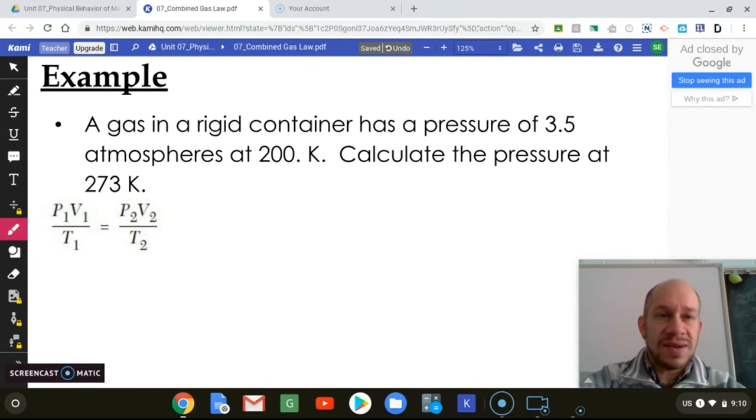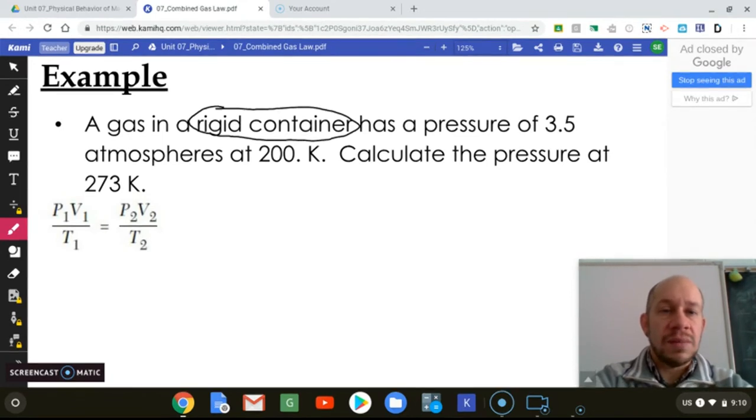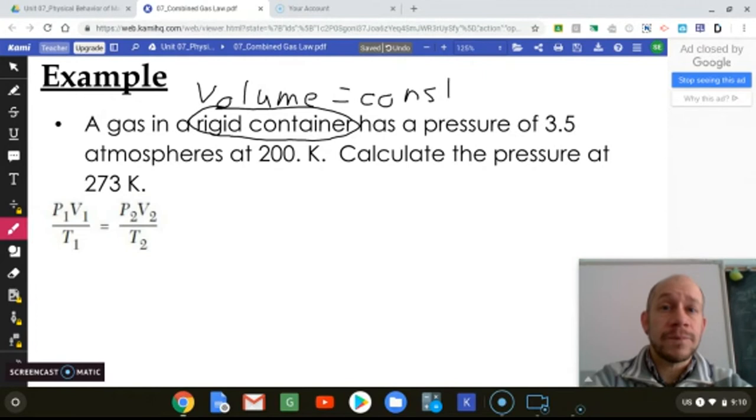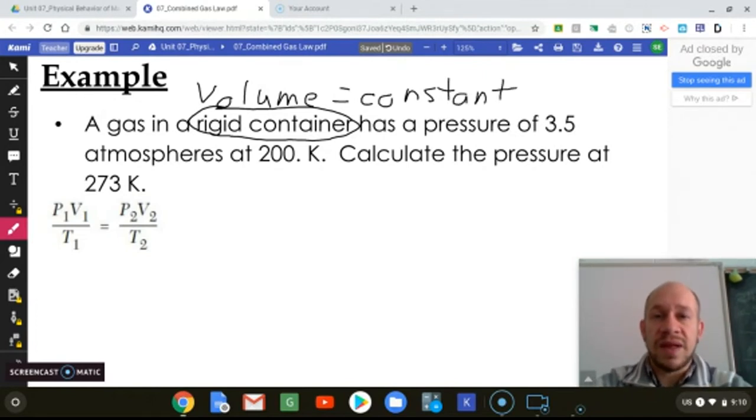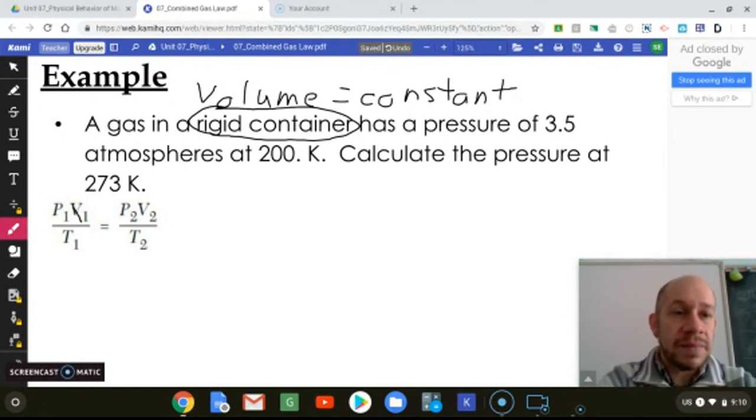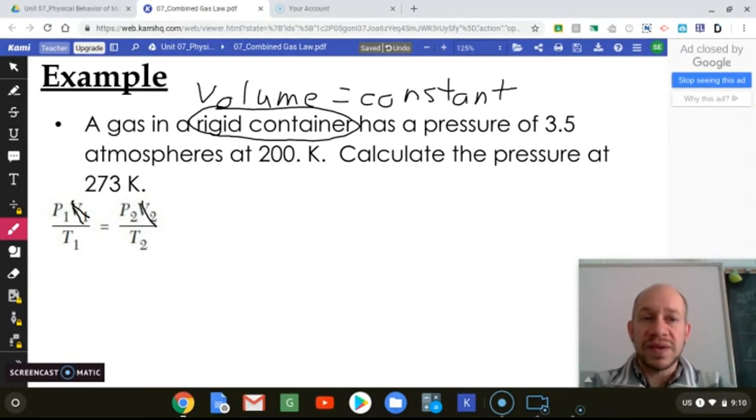So there are some things you need to take note of in these types of questions. A rigid container means my volume is constant. That's a key phrase to look for. If I have a rigid container, my volume is constant. So if I have anything constant, I can take it out of my combined gas law formula. Essentially, all I have is P1 over T1 is equal to P2 over T2.